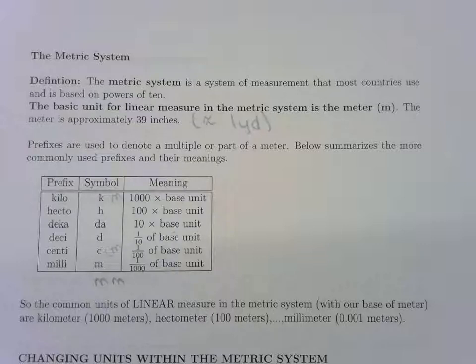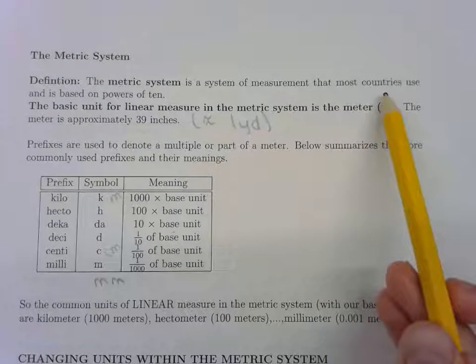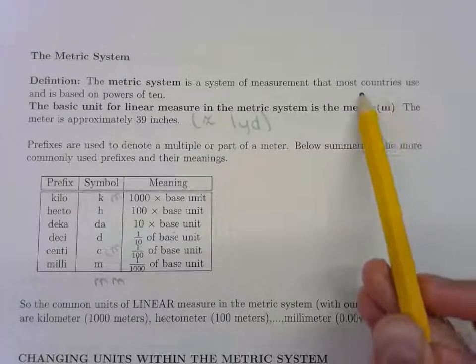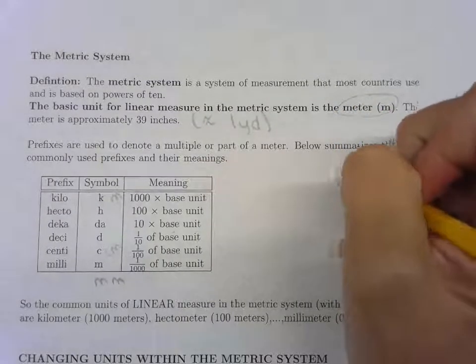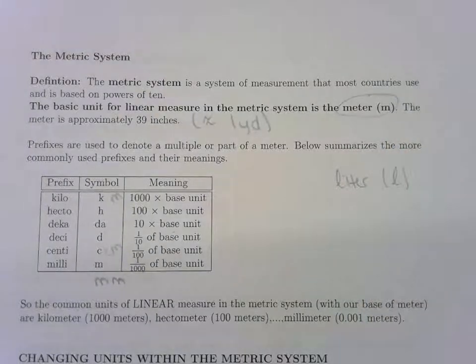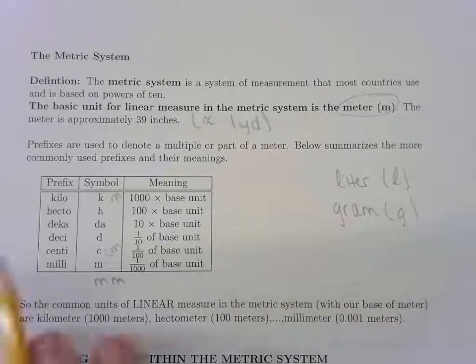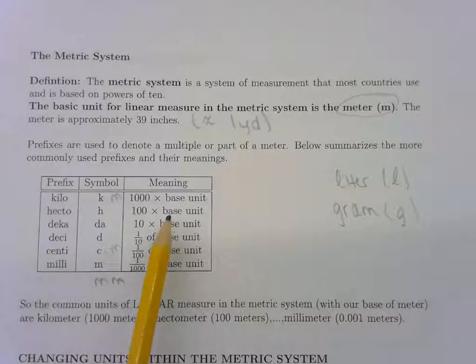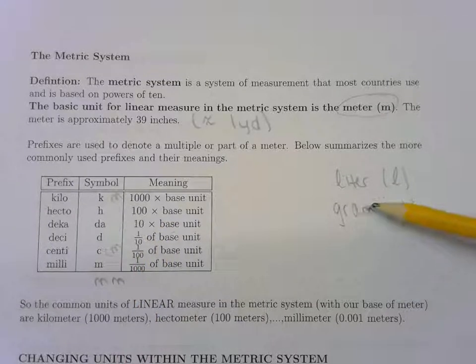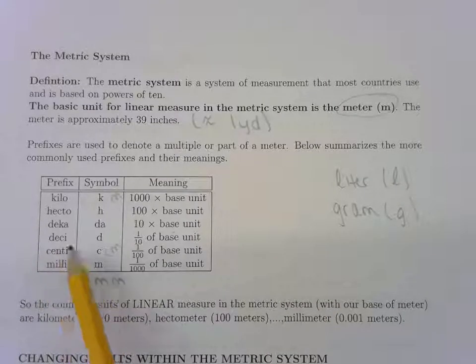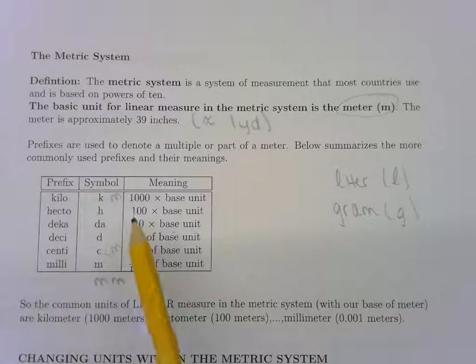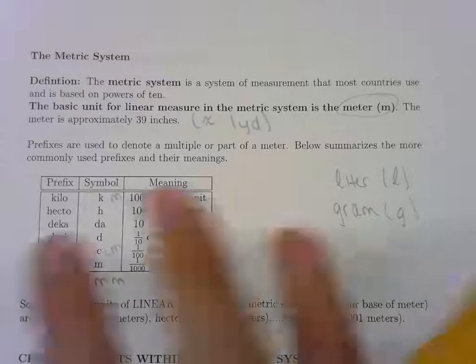Why do we say base unit here? For capacity, the base unit is the liter, which we denote as an L, and for weight, the gram is the base unit. This works the same way. This is why the metric system is nice, because the same work applies for grams and liters. So you would have milliliter, centiliter, kiloliter, or milligram, centigram, decigram, hectogram. It's all the same, so you don't really have to memorize anything.